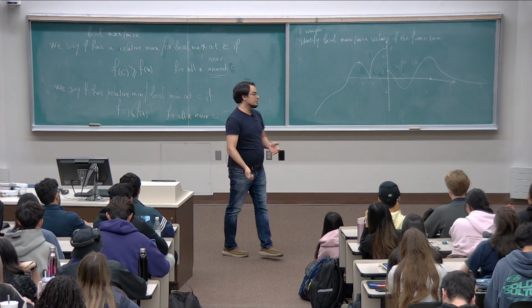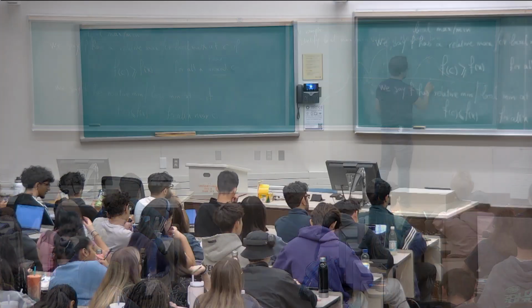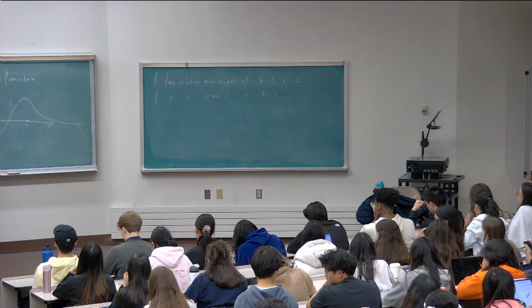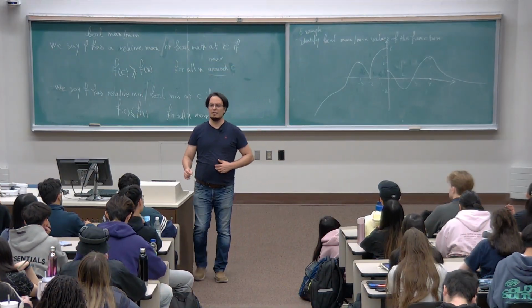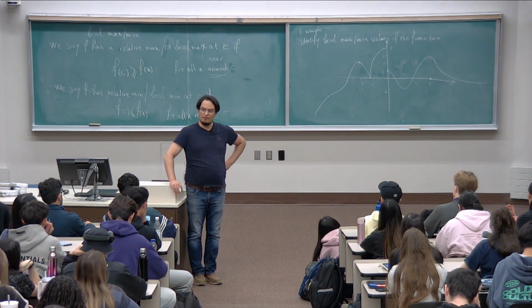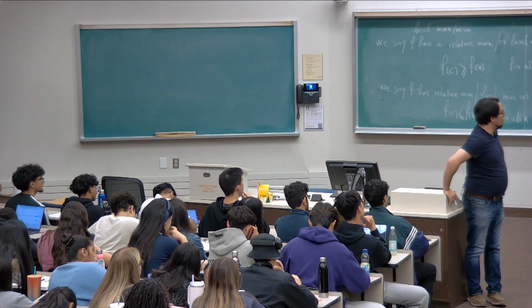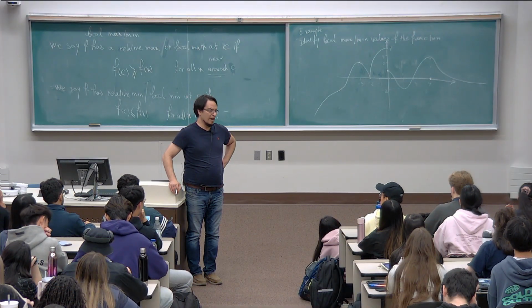And the same story would go for, say, this is 3, this is 4, for the value of the function at 4. Can you say something? Obviously, x equal to 4 doesn't give us local max.